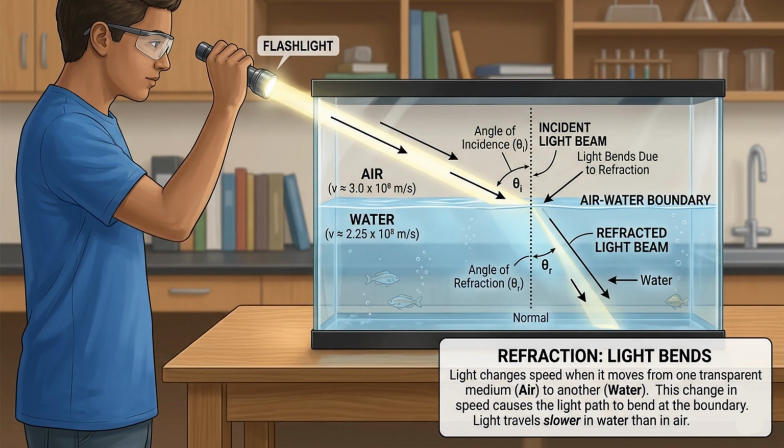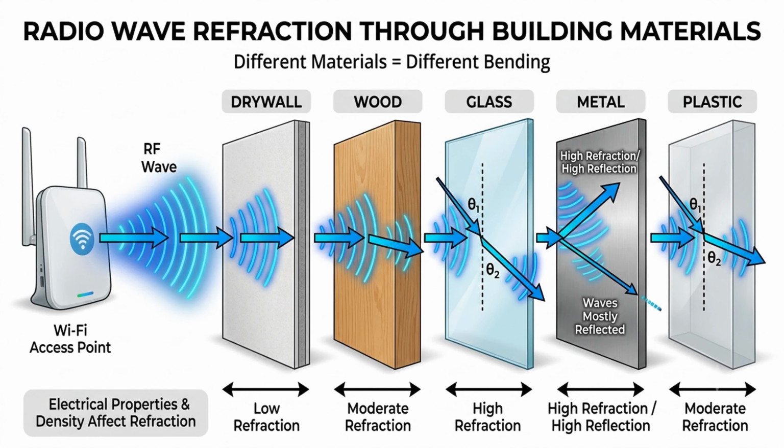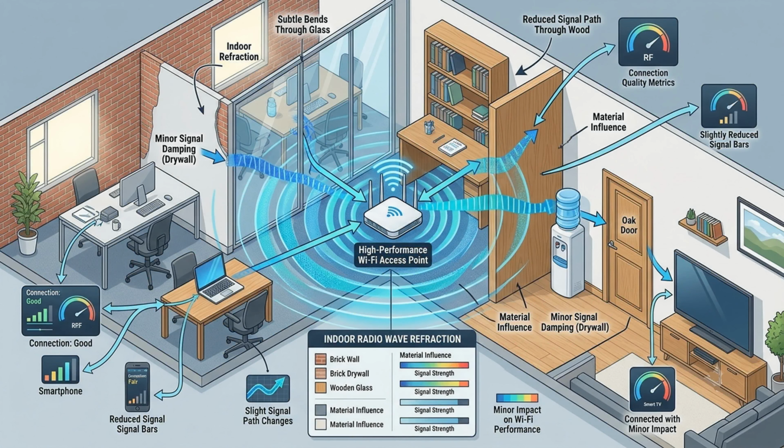A familiar example is the way light bends when it moves from air into water, such as when shining a flashlight into an aquarium. In wireless communication, radio waves can be refracted by various materials including drywall, wood, glass, metal, and plastic. Since each material has different electrical properties and densities, the amount of bending varies. Although these effects are often small indoors, they can influence signal paths and slightly impact Wi-Fi performance.